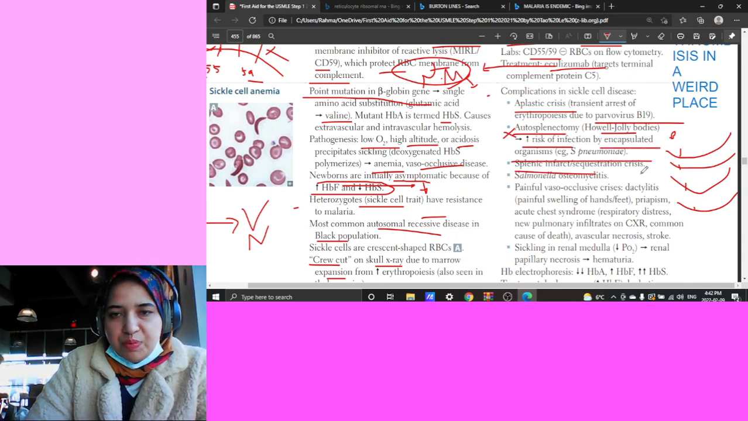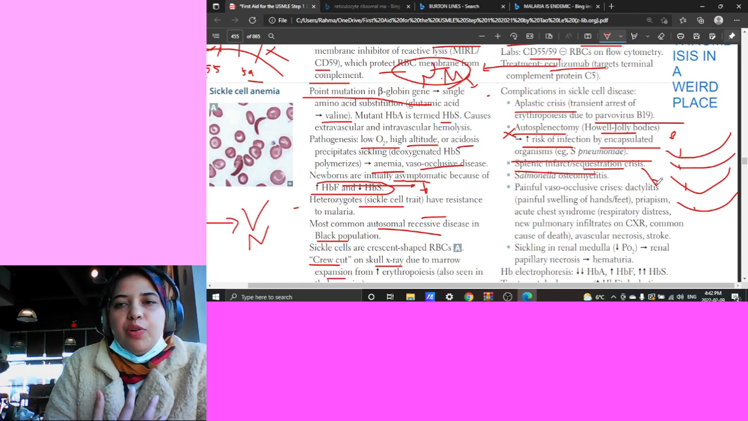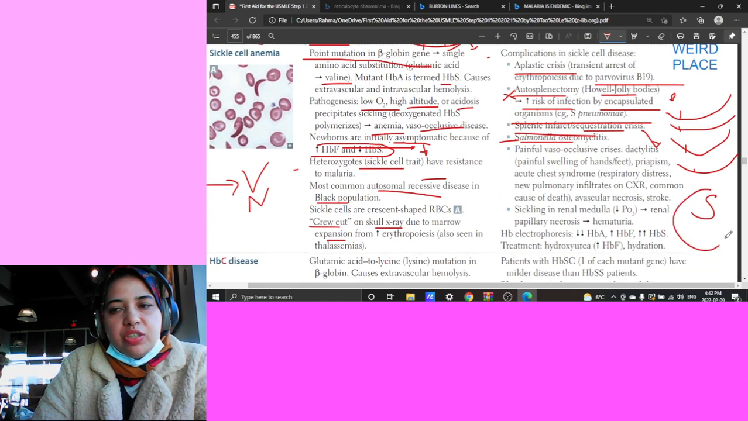You're going to have splenic infarction or sequestration crisis. What is that? Where suddenly the spleen starts to become very, very full and congested with RBCs. So that's the sequestration crisis. You have Salmonella osteomyelitis. For some reason, they have increased susceptibility to Salmonella, because Salmonella is also encapsulated, I believe.